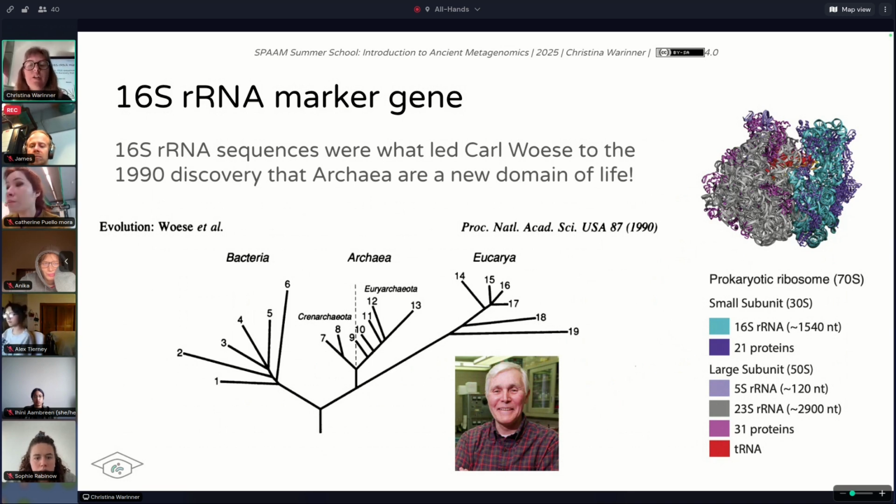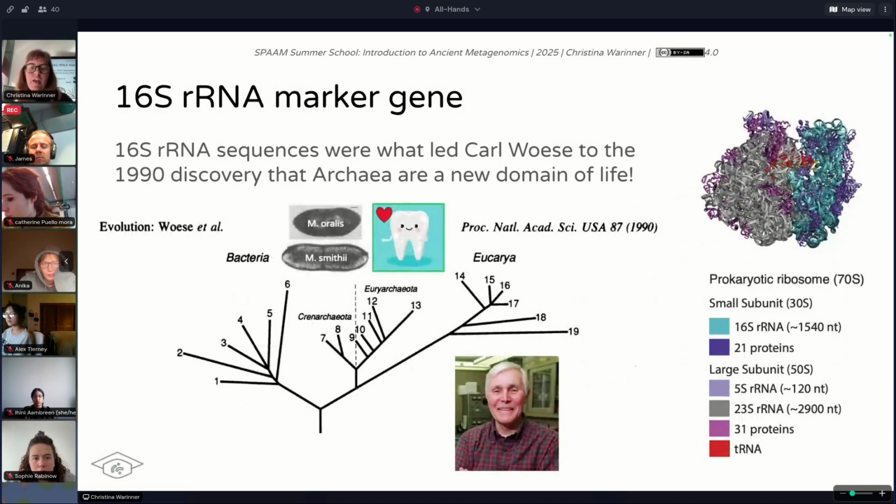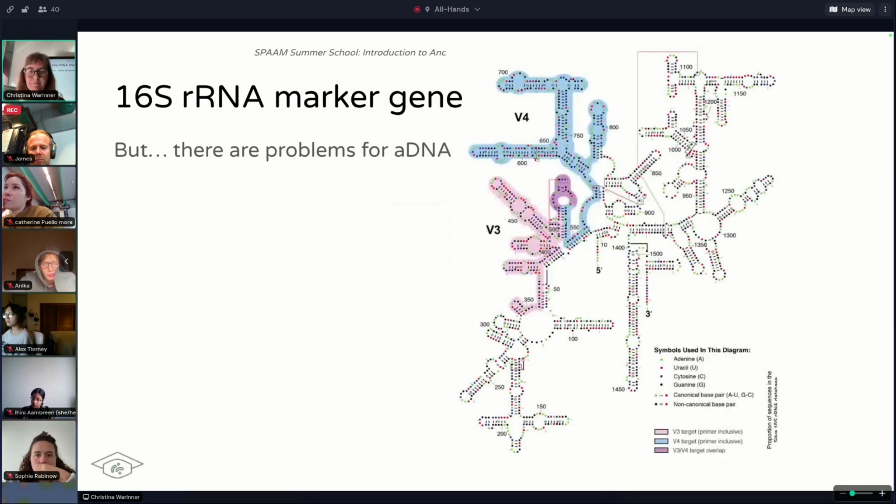So we now have three known domains in life: the bacteria, the archaea, and the eukarya. There's a couple of famous archaea in this group that many of you might be familiar with, for example, Methanobrevibacter oralis and Methanobrevibacter smithii. These are archaea that actually live in the human oral cavity and in the gut. At first, archaea were thought to be extremophiles, only existing in really extreme environments like deep sea vents or thermal hot springs, but we now know they exist all over in many different environments, and quite a number of them actually live in the human body.